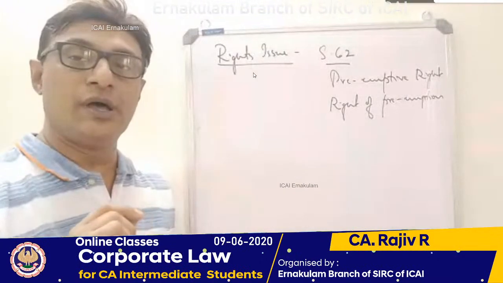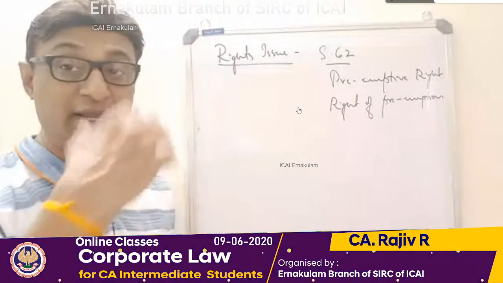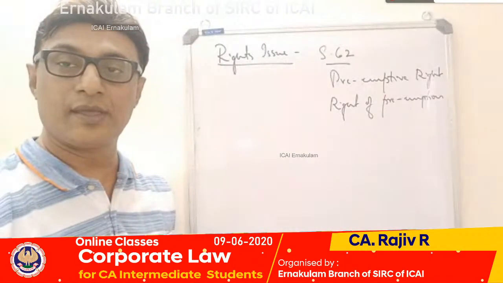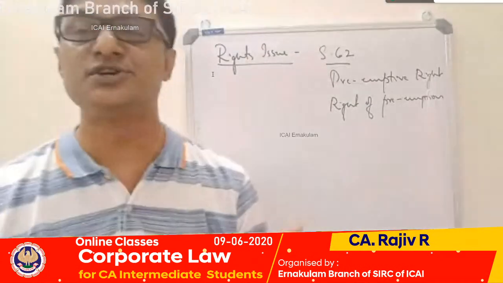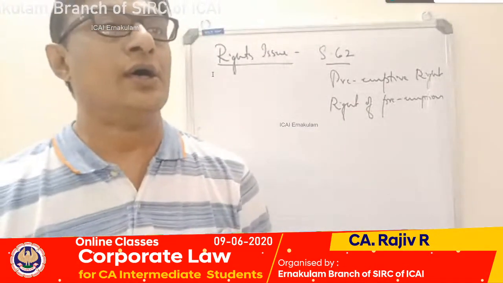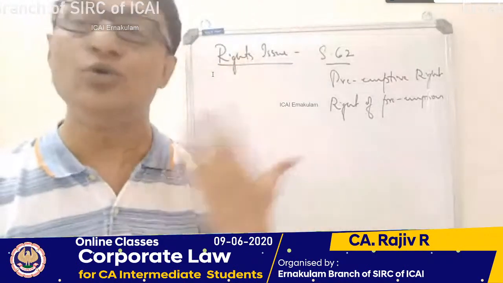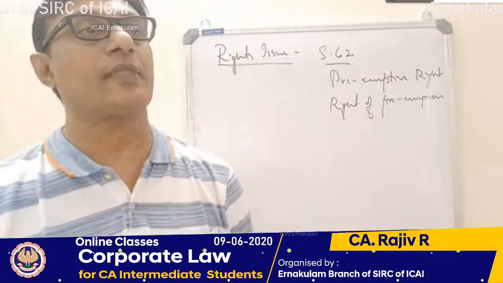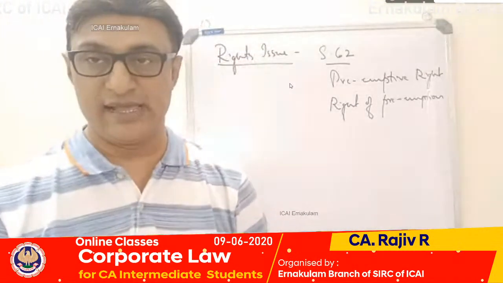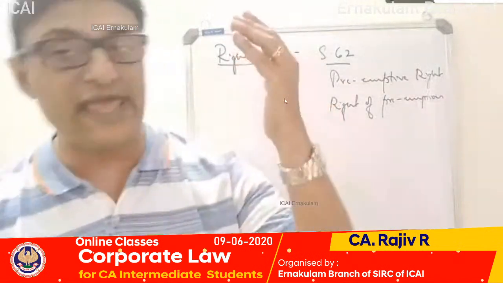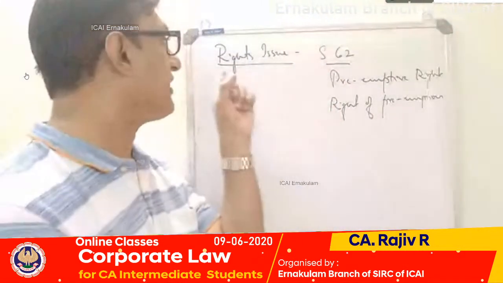Rights issue, preemptive right, or the right of preemption, it might be called. Now, the logic of a rights issue, the reasoning behind the rights issue is very simple. When a company makes an issue of share capital out of its authorized capital, it is mandatory that the offer must be made to the existing shareholders first. That is why it is called a rights issue.